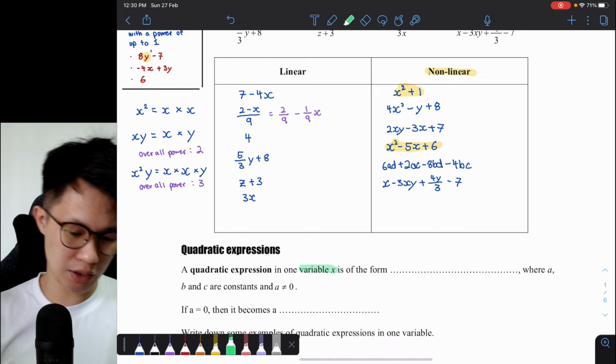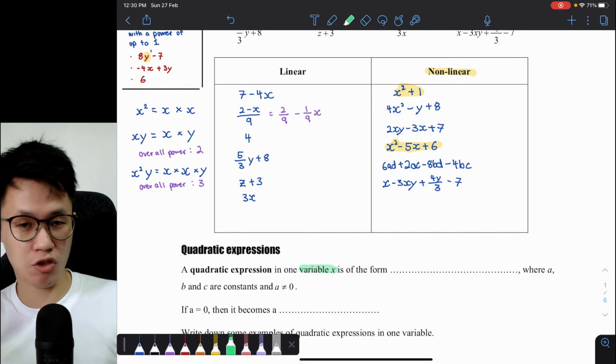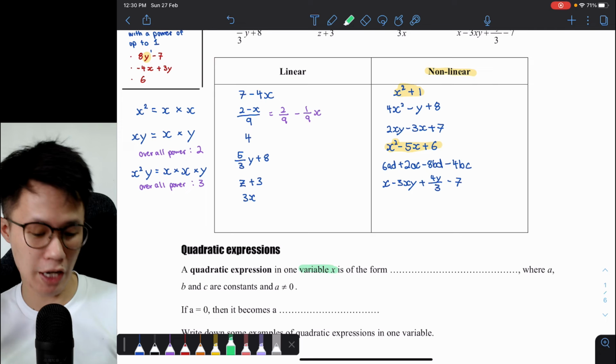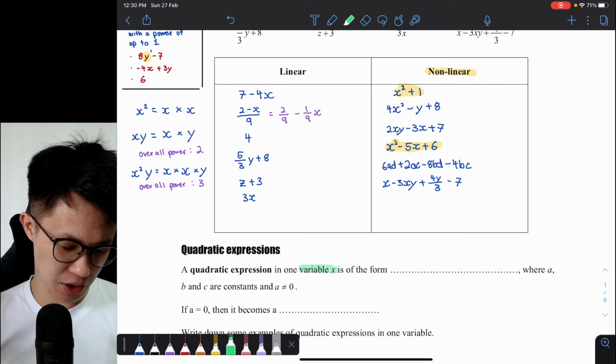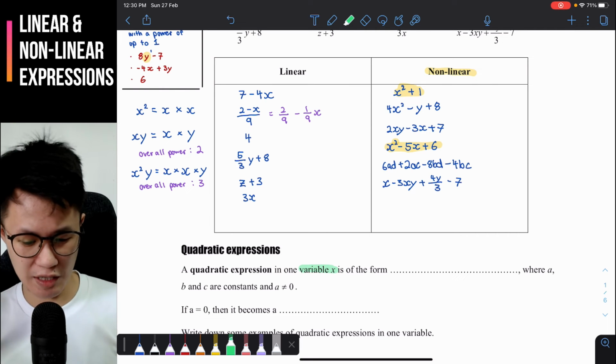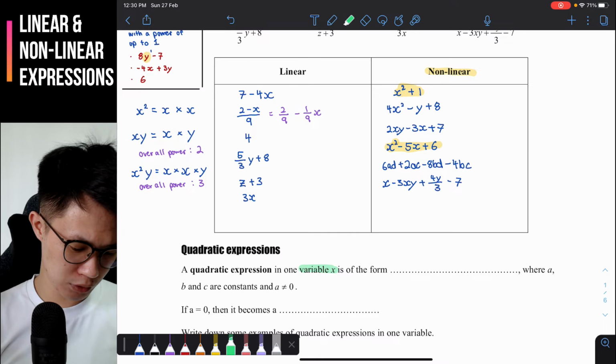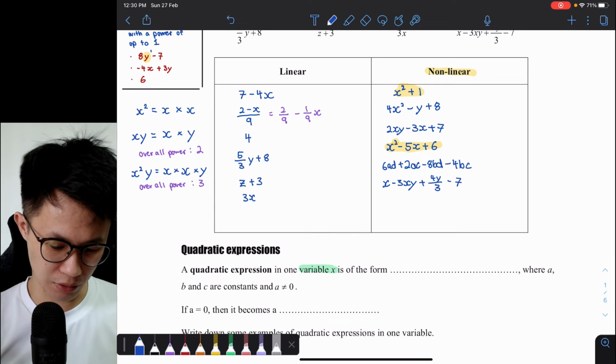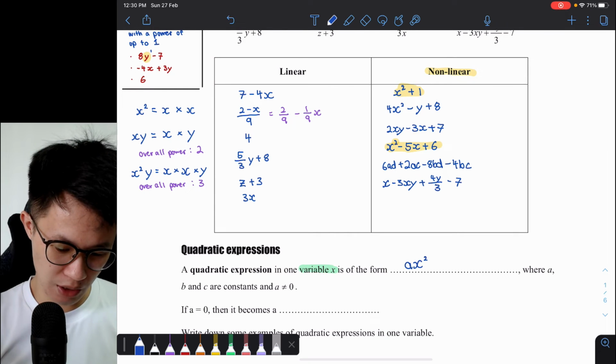It cannot have two variables, x, y. You cannot have three variables. You can only have x. Whether it's x squared or x, it is still in one variable x. So a quadratic expression in one variable x is of the form: all quadratic expressions come in the form ax squared plus bx plus c.